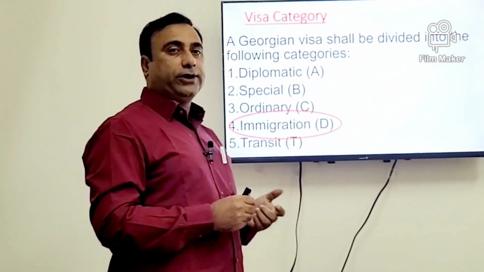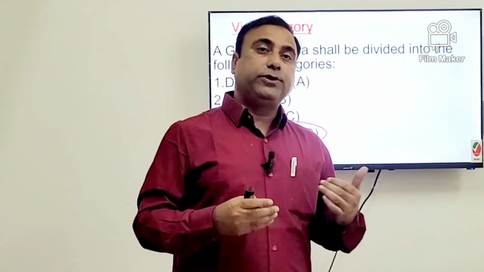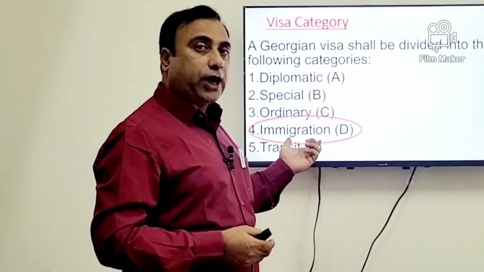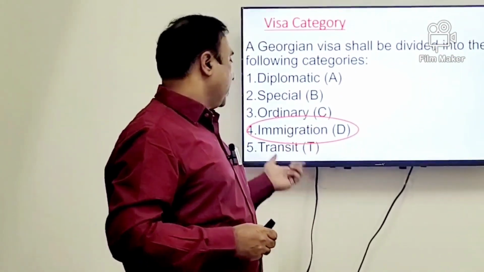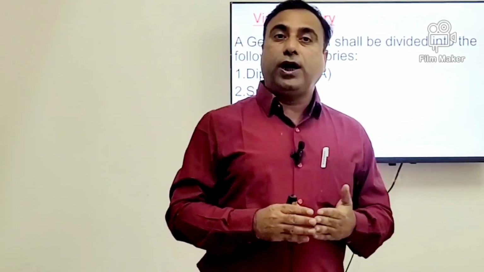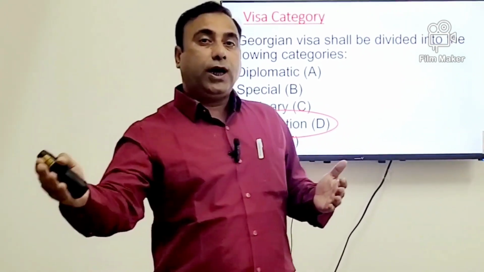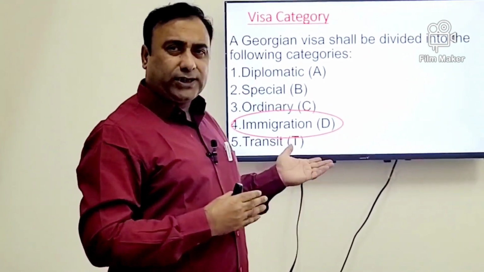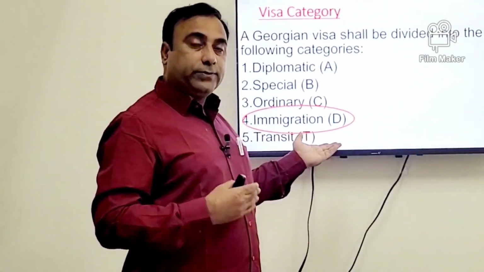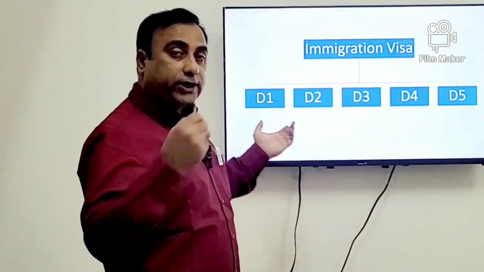Immigration visa is the one they issue, which is mostly used for students. So this one is for our use and we will discuss it in detail. And the fifth, the last one, is the transit visa. Transit visa means you are transferring yourself by road from one airport to another airport. This transit visa is issued by all countries, but for us the immigration visa is important, and we are going to explain it in detail.